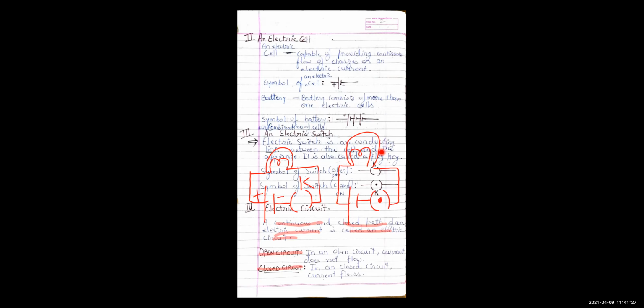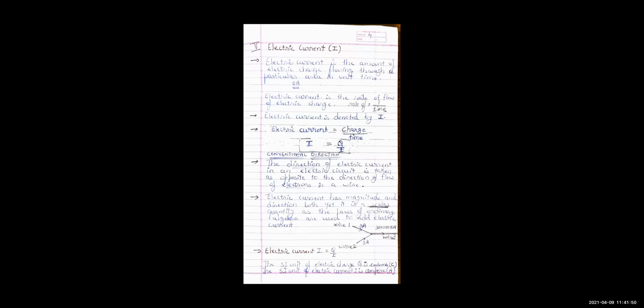So these are the two types of electric circuit. Open circuit, in which the current does not flow because the circuit is open. It is not closed, it is not continuous, it is not connected, right? And in a closed circuit, we have continuous flow of current, right beta? Okay, let's move to the next topic, a very, very important topic, and that is electric current, right?